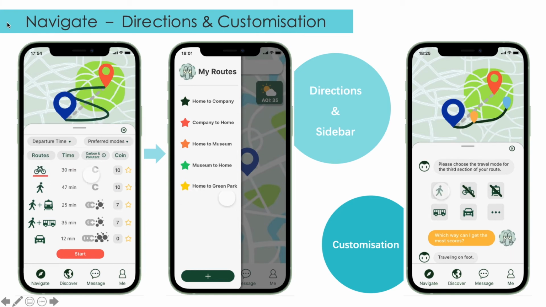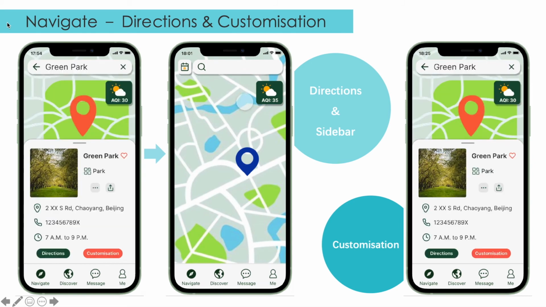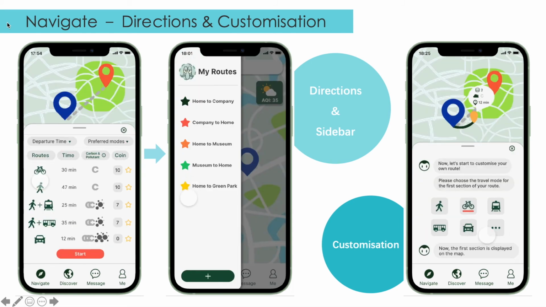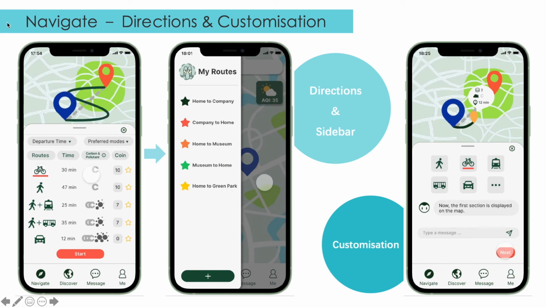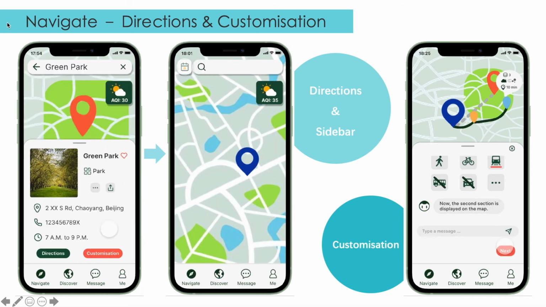Users can also store their favorite and frequently used routes and add them to the sidebar in Navigate interface. Choosing customization, users can customize their routes according to their own preferences and needs through communicating with the robot of our system.